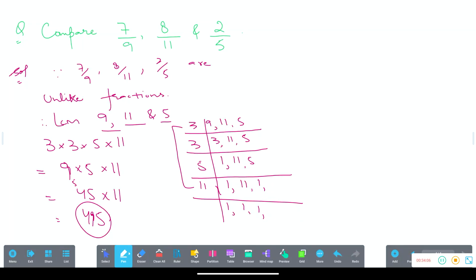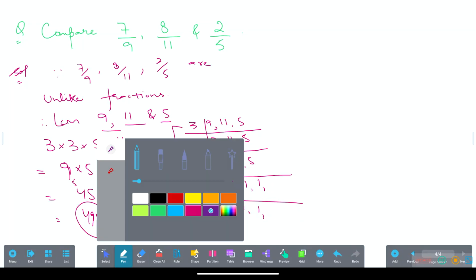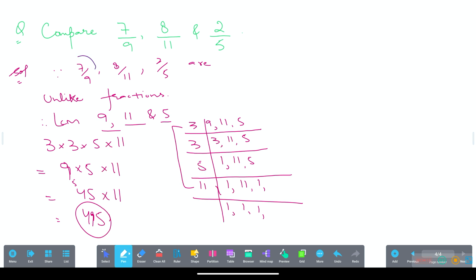Now what do we have to do next? I have to make the LCM, the common denominator, of all these 3 fractions: 7 by 9, 8 by 11, 2 by 5. Equal to what? 495. So let me take 7 by 9.